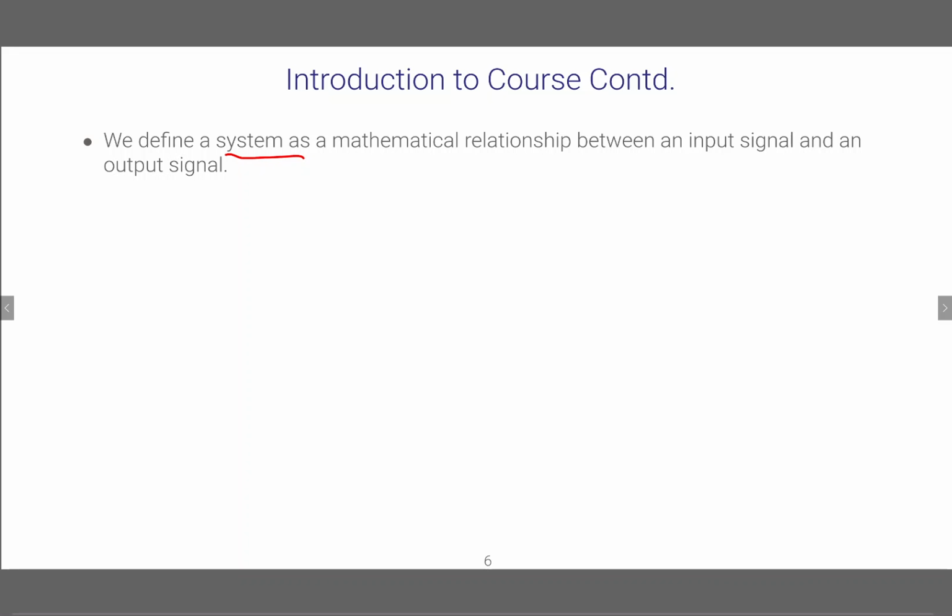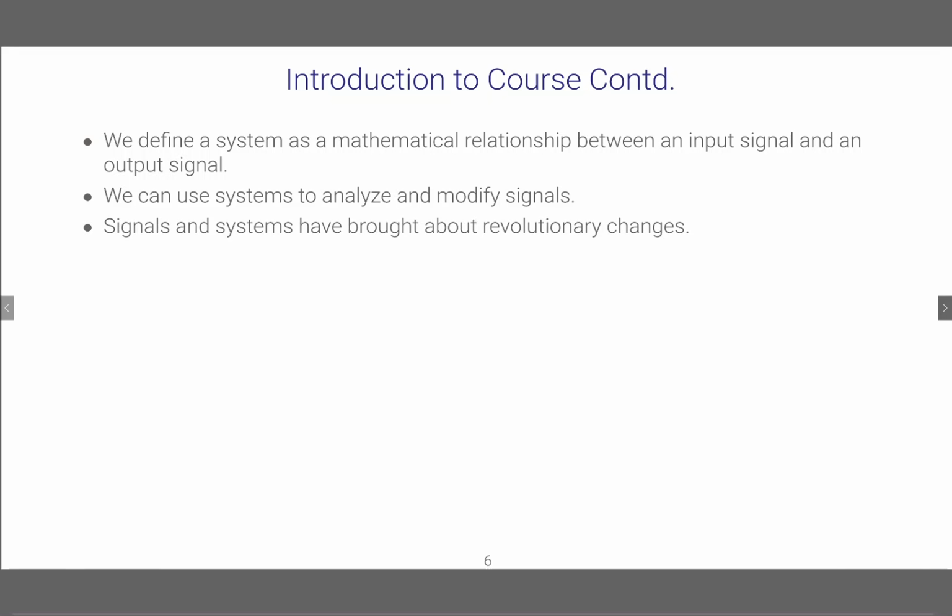Now let's consider this amplifier, for example. Now let's think that this input signal is multiplied by 10 by this amplifier. So the mathematical relationship is multiplying the input signal by 10. It is more complicated than that, but this is a very simple example of this amplifier. So we can use systems to analyze and modify signals.